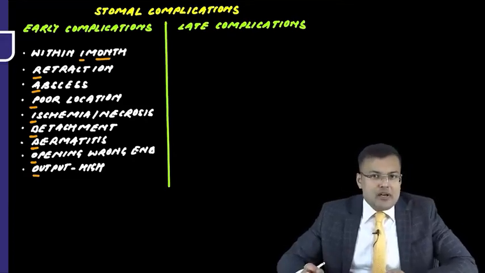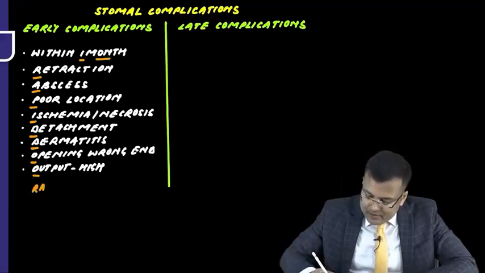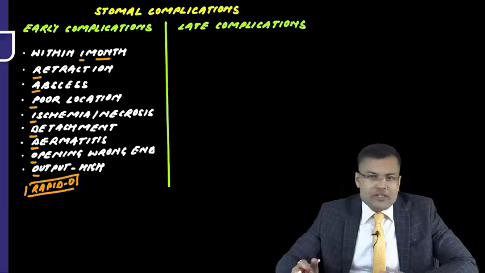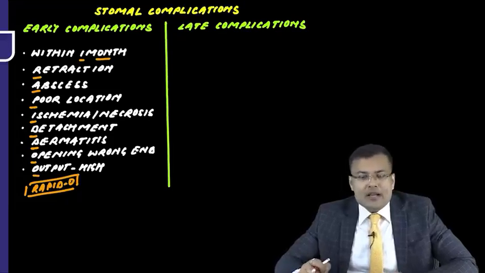So how to remember early complications? There is a mnemonic and the mnemonic is RAPID O. So what is this RAPID O? You can see here: retraction, abscess, poor location, ischemia and necrosis, detachment, dermatitis, opening wrong end and output high.